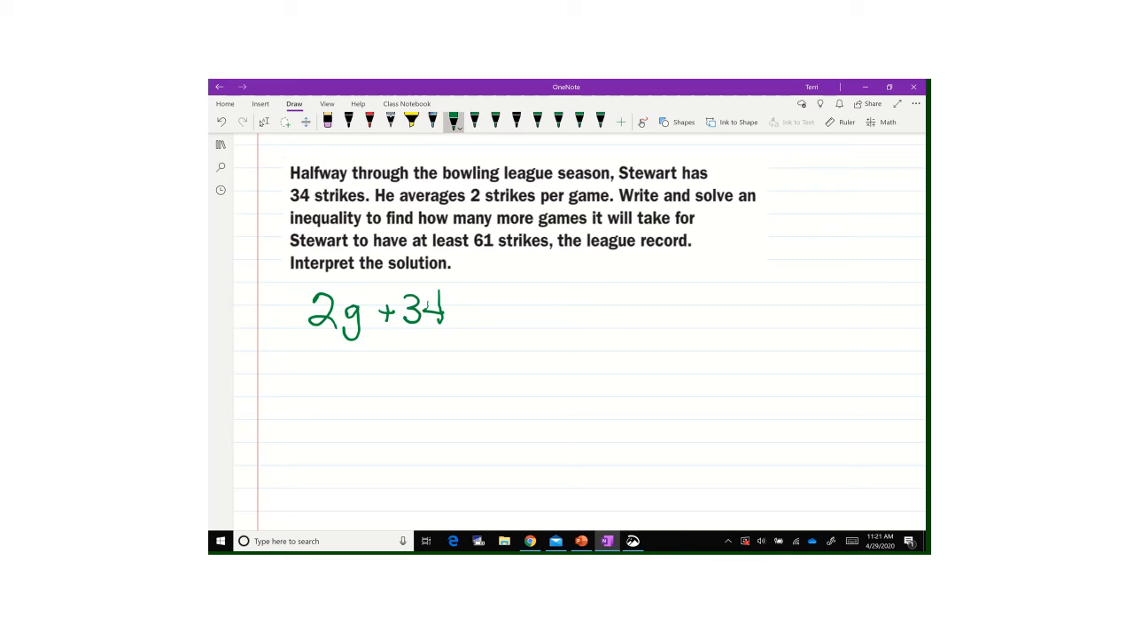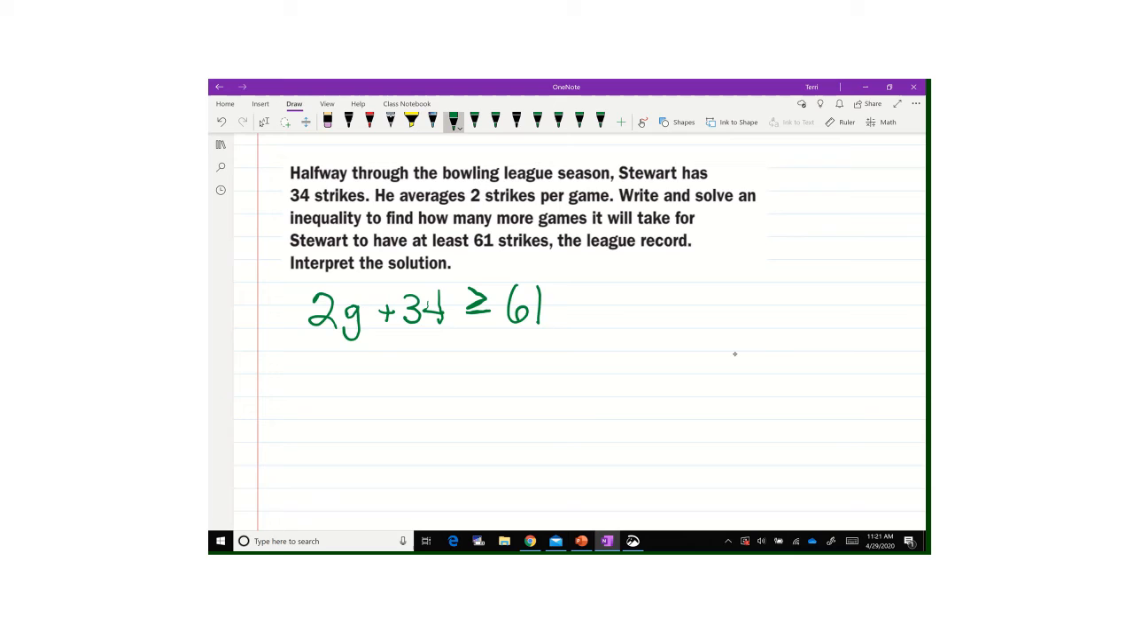That tells me 61 is the lowest number he can have, but he can have more than 61. Could he have exactly 61? Yes, because he could tie that record. So we're going to say we want it to be greater than or equal to 61. And then we're going to solve it like we did up above.